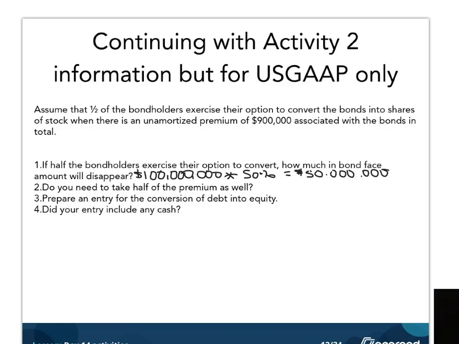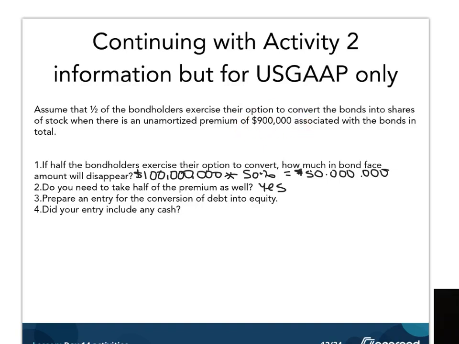Would you need to remove the premium as well? And the answer is yes, because if you think about it, that original premium we recorded, you remember the bonds were issued at 102, so that means every $1,000 bond had $20 of premium. Now if that $1,000 bond with $20 of premium got turned back in, that $20 of premium would need to go away. So this is what's remaining. So we need to get rid of that as well.